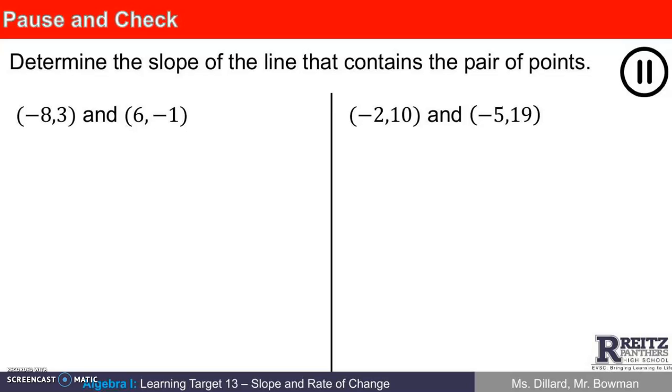Okay, you know what time it is. Pause the video. Try these two problems. See if you can find the slope between each set of points. And when you think you've got it, hit play to get some feedback.